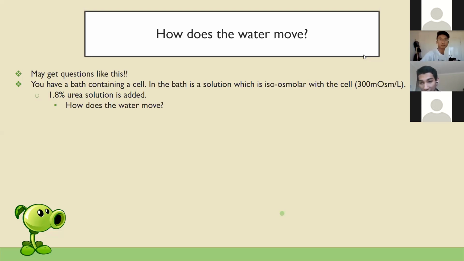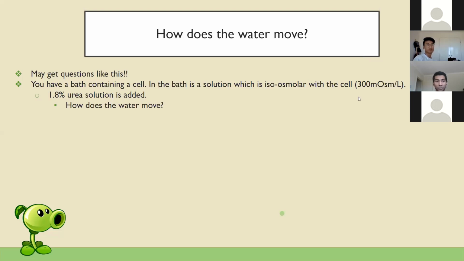So if their tonicity was the same, basically nothing would happen. It'd be the same. Nothing special happens. You just won't have molecules crossing over the membrane. So you might get questions like this.